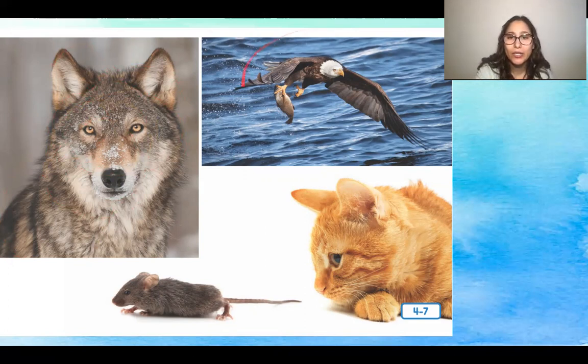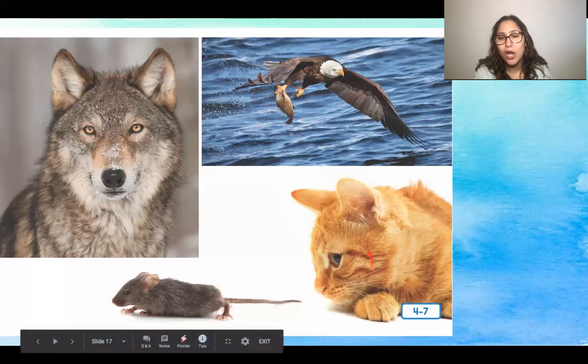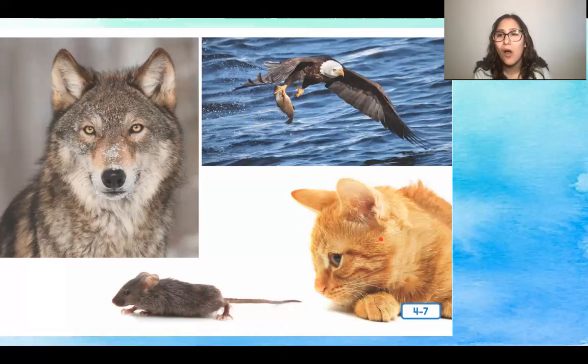This bald eagle is carrying a fish with its talons. This bald eagle is a carnivore because it is eating another animal, a fish. And cats are also carnivores. Cats like to eat mice. A mouse is an animal. It has meat on its body. That means that this cat is also a carnivore. Nice job, we're moving on.